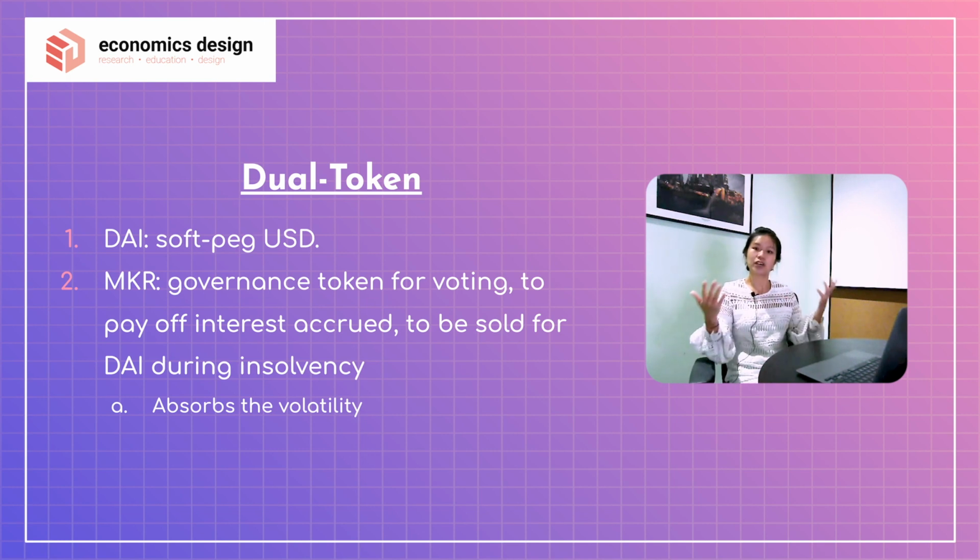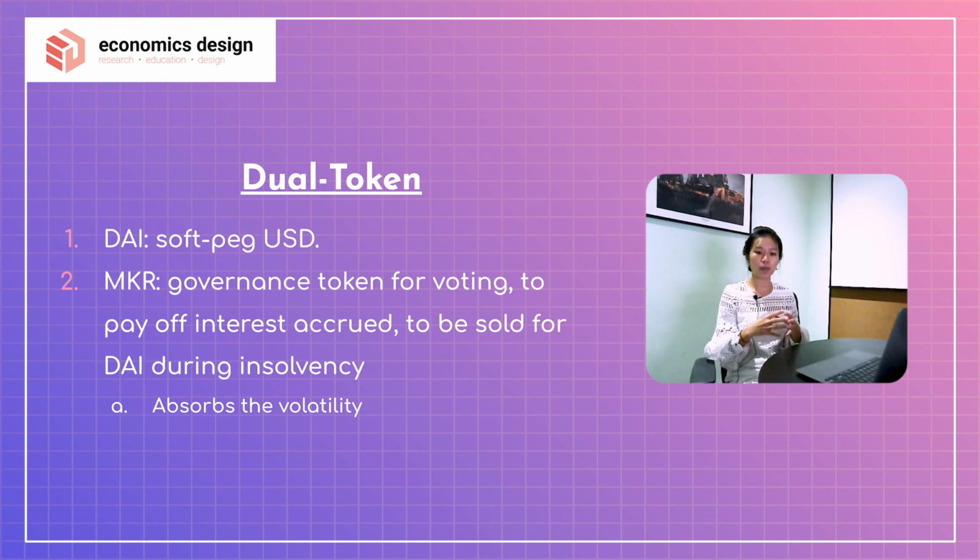So what is the function of the MKR token? It is a utility token, and it functions like a governance token for voting. It can be used to pay off interest accrued in the system. And during insolvency, so during crashes or different kinds of liquidation, MKR can be minted to be sold for DAI in the ecosystem. So MKR is quite a crucial part in governing the entire system of DAI. DAI is really the facilitator that allows people to exchange for goods and services, and MKR plays a governance role in your entire ecosystem.